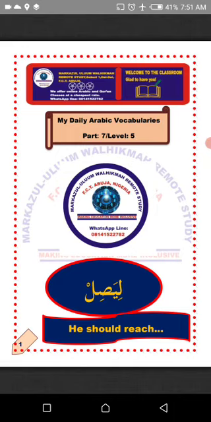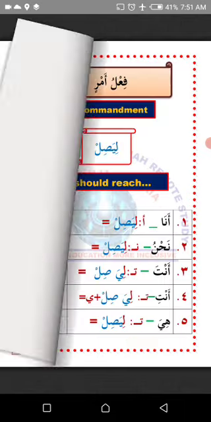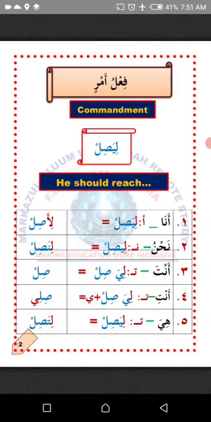Happy listening. We are going to learn from this lesson how to change the verb liyashil to suit some certain pronouns in Arabic. Fi'lu amr, commandment. We are going to learn how to instruct others to do something in Arabic using different forms of verbs. The question is, how do we change the verb liyashil to suit the pronouns below?